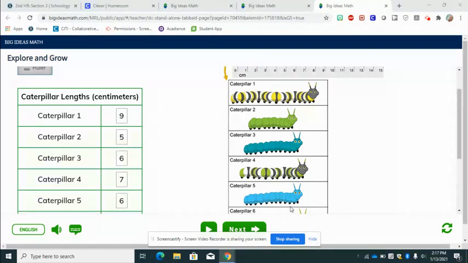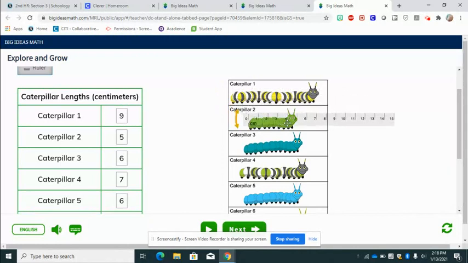So we're going to start with caterpillar lengths, and we're going to measure these in centimeters. So here are some pictures of caterpillars. When you use the ruler to measure them, you start one end at 0, and then you look to see where it stops, and it stops right here on the number 9. So this caterpillar is 9 centimeters long.